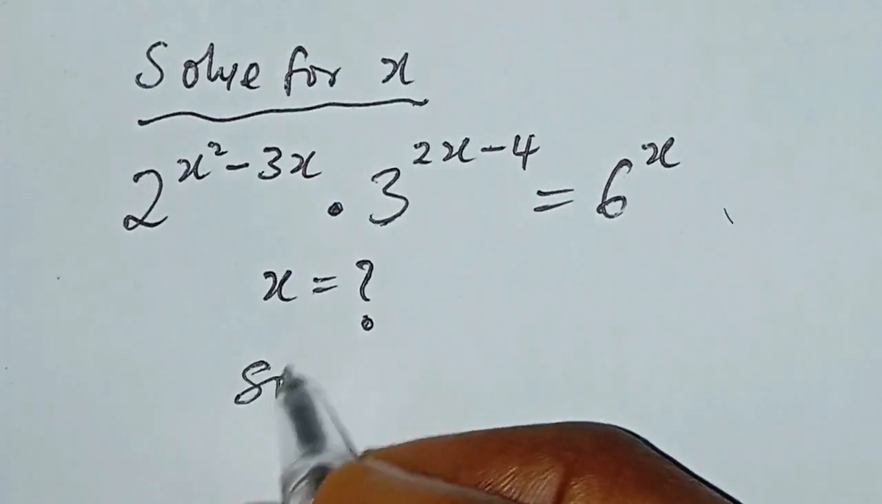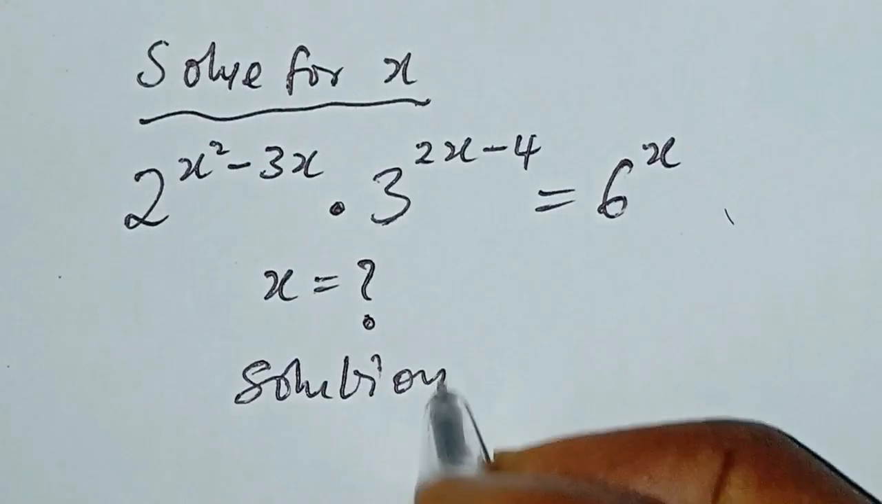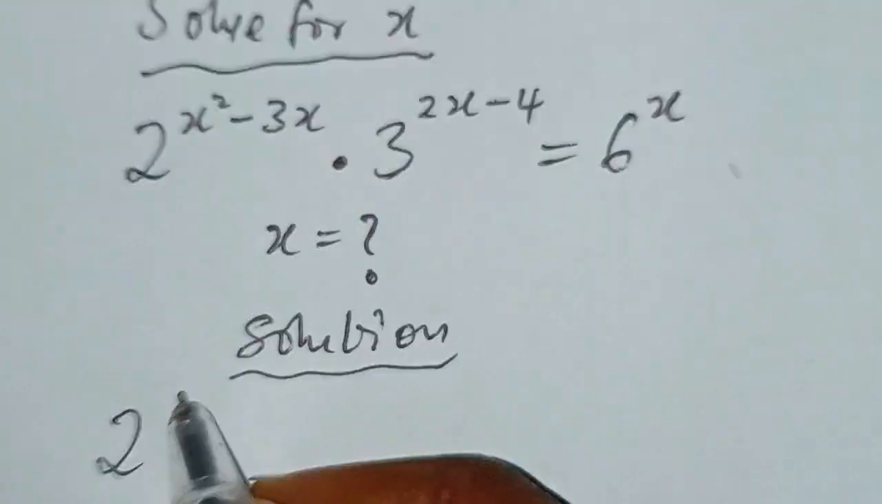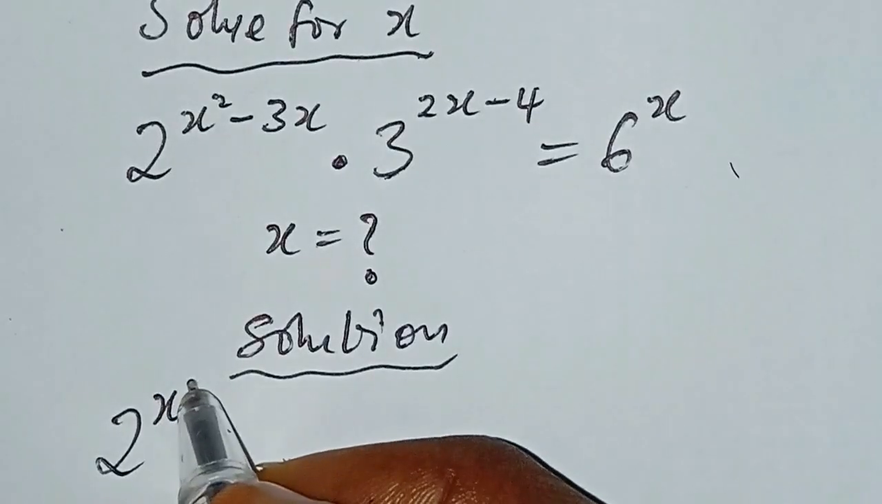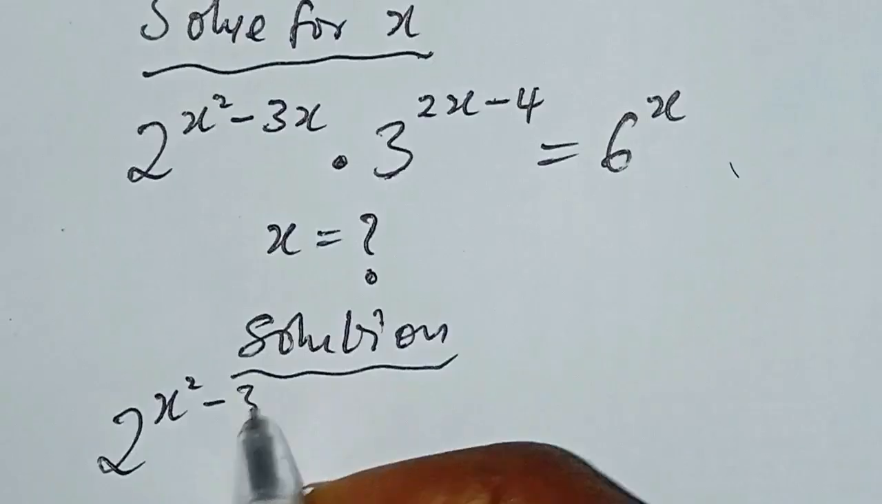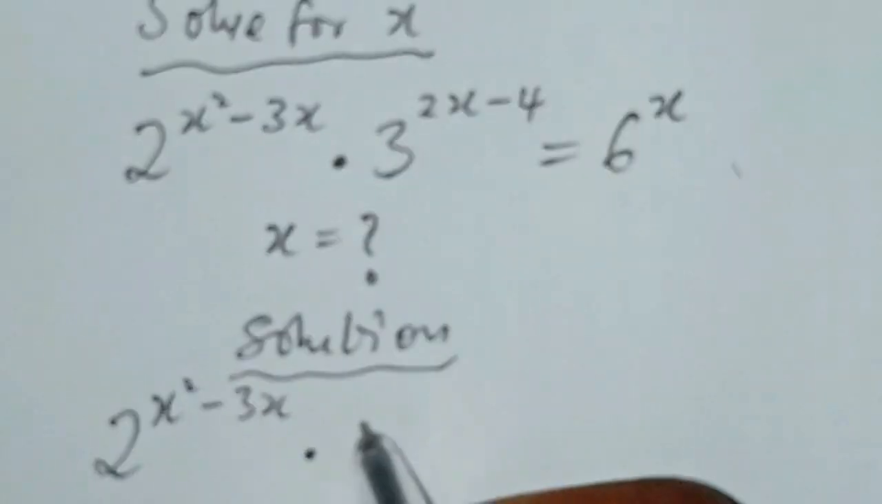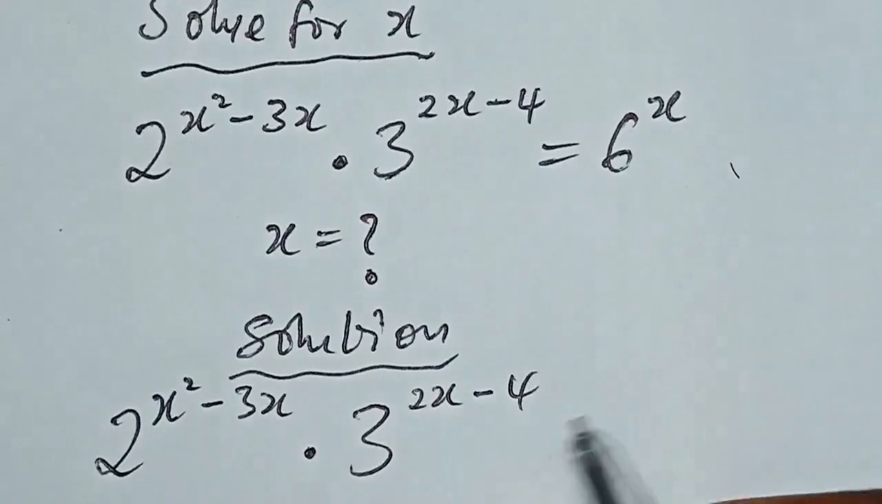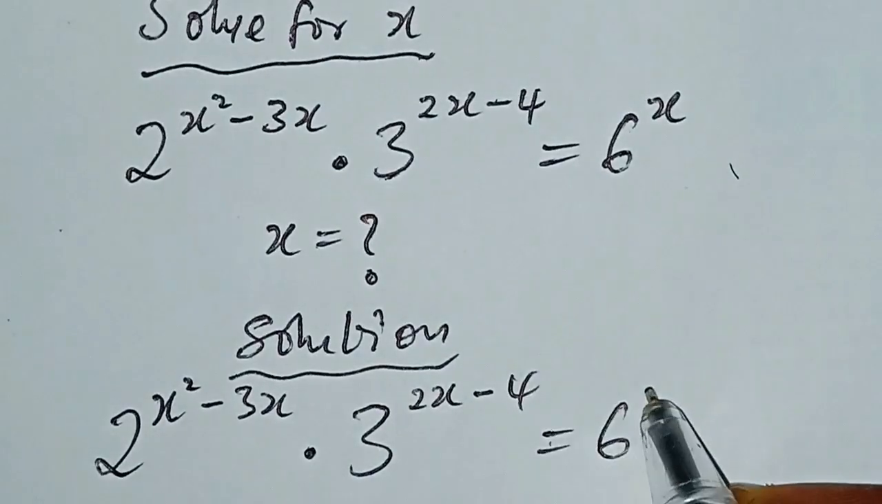Solution. So from our question, we have 2 to the power of x squared minus 3x multiplied by 3 to the power of 2x minus 4 equal to 6 to the power of x.